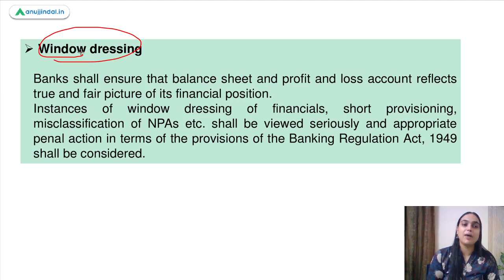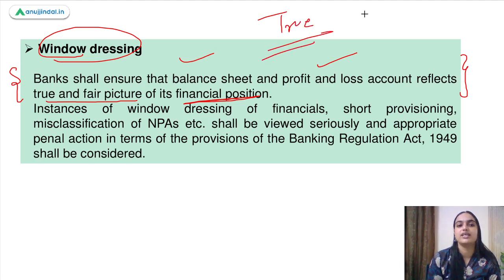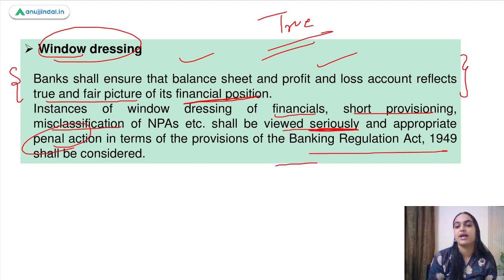Okay. So banks need to ensure that the balance sheet and profit and loss account reflect the true and fair picture of the financial position. We should not show a false position; through our balance sheet and profit and loss we have to show the true statement, the true position of that bank. Instances of window dressing of financials, short provisioning, misclassification of NPAs, etc. will be viewed seriously and penal action will be taken as per the Banking Regulation Act.